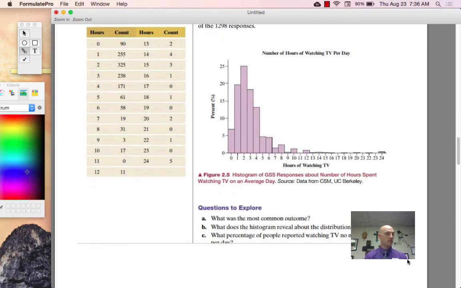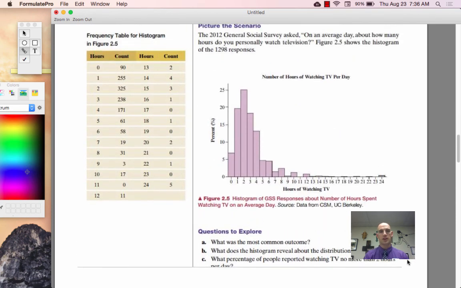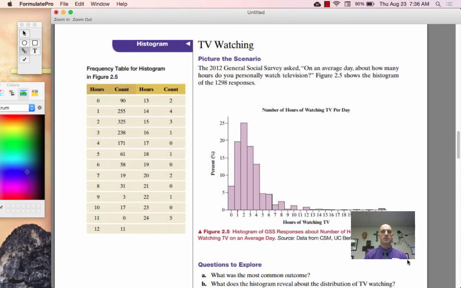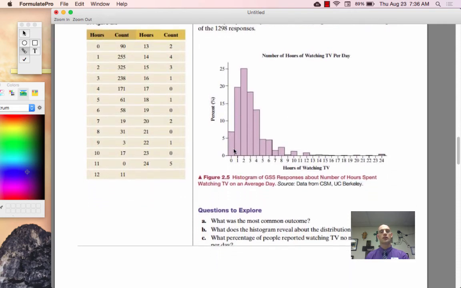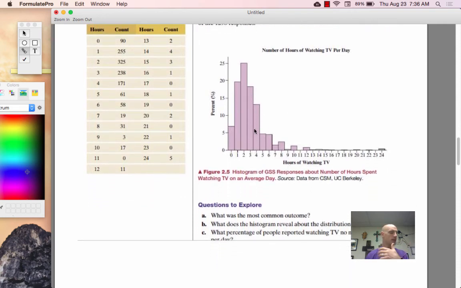Let's look at another example. TV watching. Okay, so TV watching, the 2012 General Social Survey asks, on an average day, about how many hours do you personally watch television? Figure 2.5 shows the histogram of the 1,298 responses. So they've got some data over here represented in a histogram. When we look at this histogram, what do you immediately notice, right?